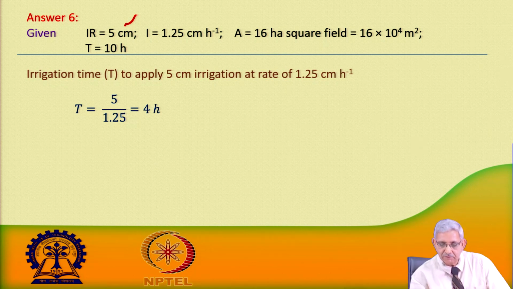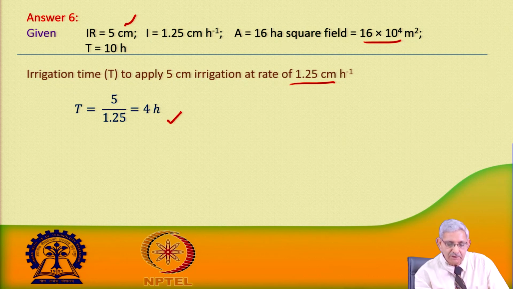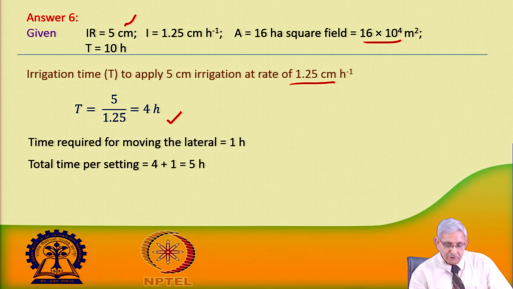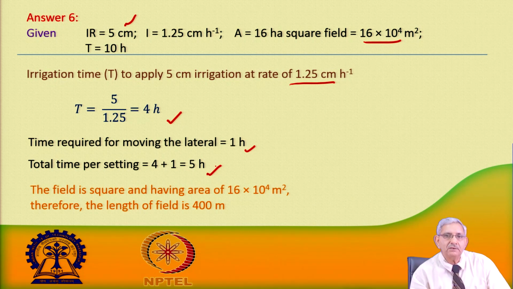The field is square, that is 16 into 10 to the power 4 square meter, and the time of operation is 10 hours per day. So, the irrigation time to apply 5 centimeter of depth at the rate of 1.25 centimeter per hour comes to capital T equals 4 hours. Now, the time required for moving the lateral is 1 hour. So, the total time for each setting becomes 4 plus 1, that is 5 hours.